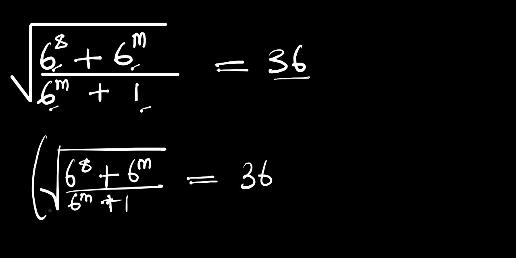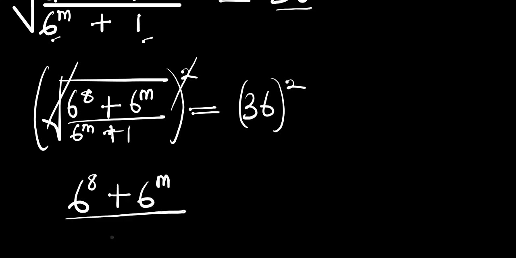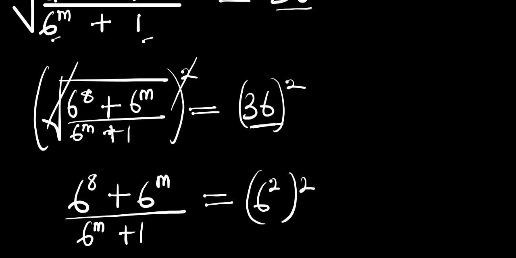So what we can do is to take the squares of both sides of this equation. By doing that, the square root here will be cancelled by the square here, and we have 6 power 8 plus 6 power m divided by 6 power m plus 1, and this equals 36. Here is a perfect square, so we have 6 power 2 all to the power of 2.